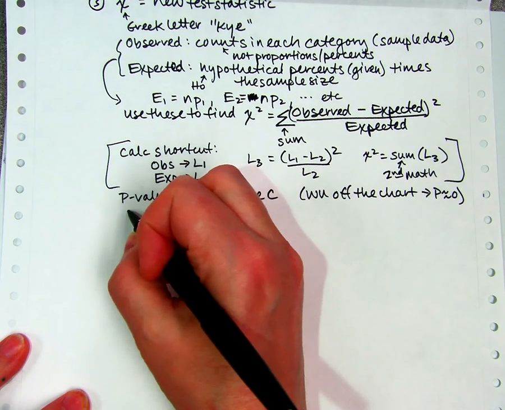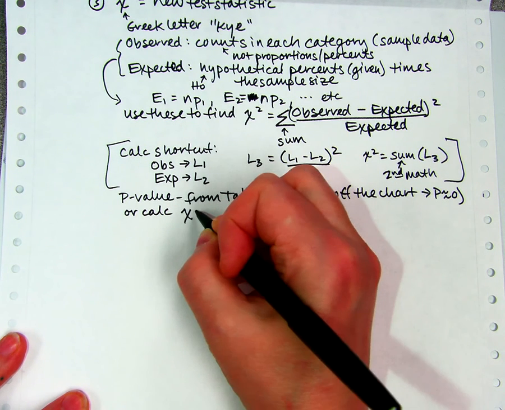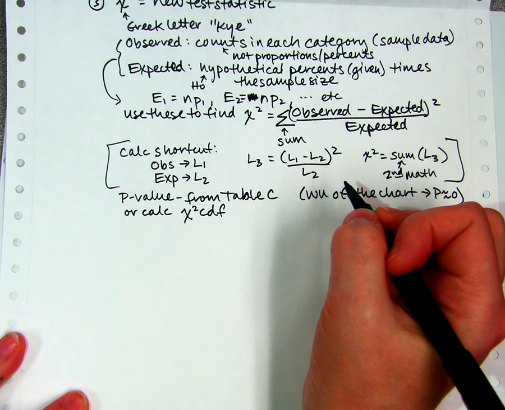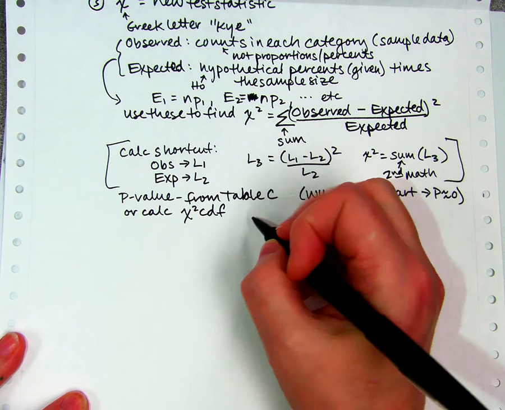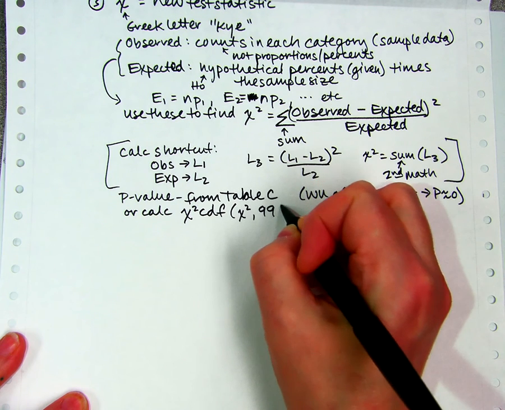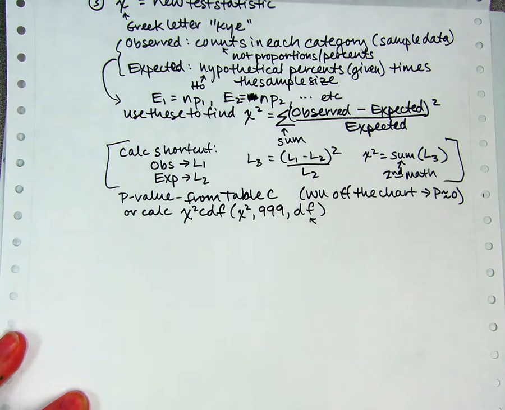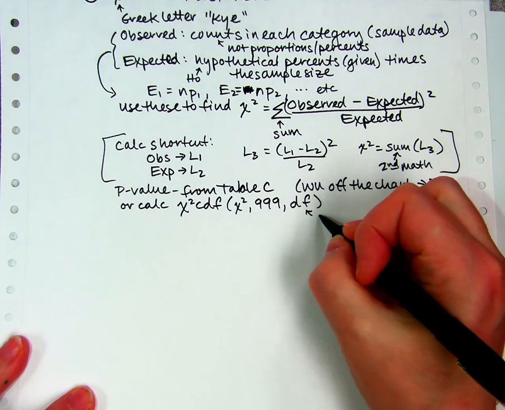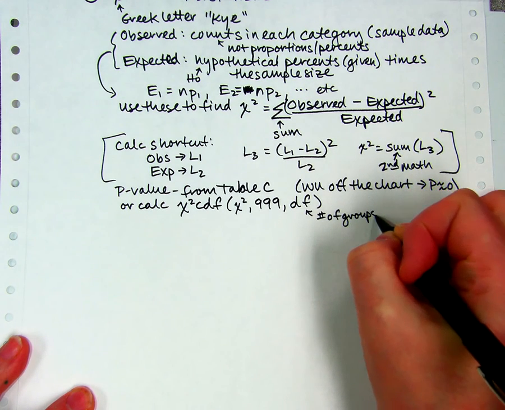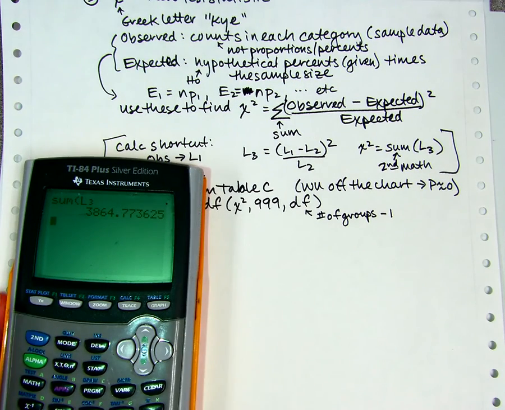But you could also do on the calculator, there's a thing called, guess what? Chi-squared CDF. Oh, that sounds so familiar. It's just like TCDF or normal CDF. It's the same thing. What we're going to do is put our chi-squared first and our 999, and then DF, which in this chapter, as you saw in the warm-up, is the number of groups or categories minus 1. So number of groups minus 1.